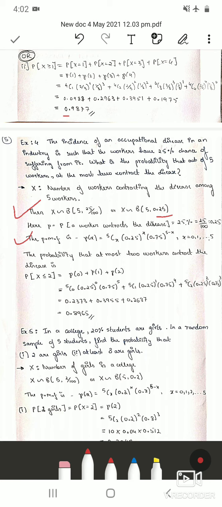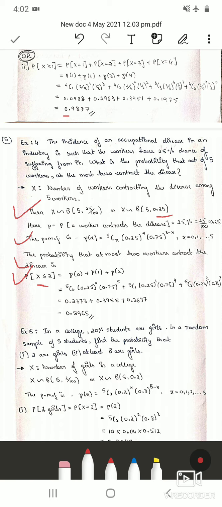Now they have asked to find the probability that out of 5 at most 2 get that disease. I said when the word at most comes, we have to take the less than or equal to symbol. If it was at least, then you should take the greater than or equal to symbol. So now they have given at most 2 persons contract the disease. So we have to calculate probability of x is less than or equal to 2. Less than or equal to 2 involves 0, 1 and 2.